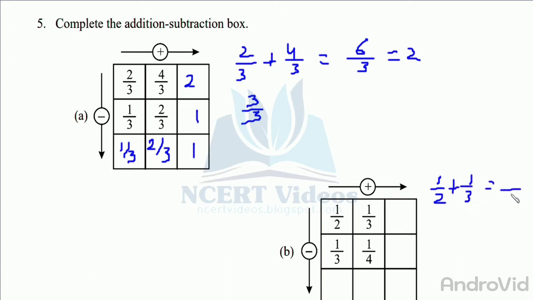1/2 plus 1/3 would give you, let's take LCM 6, 2 plus 3, that is 5/6. Let's write it down in the box. Again, add 1/3 plus 1/4. 12 is the LCM, 4 plus 3, that is 7/12.